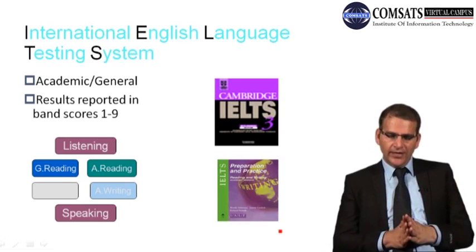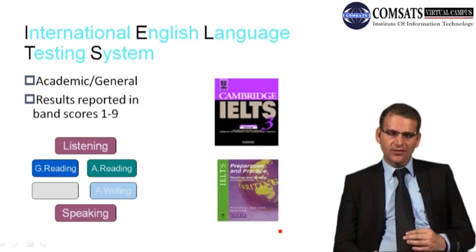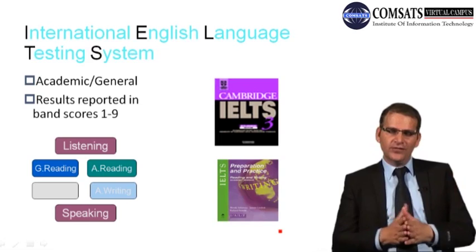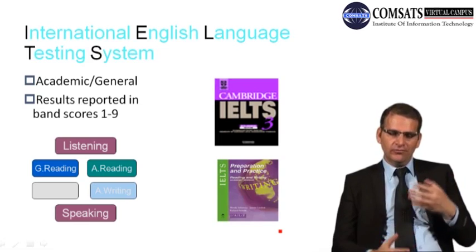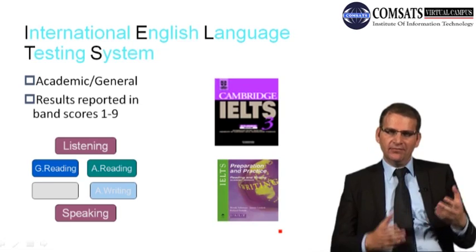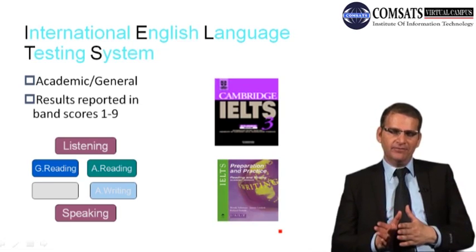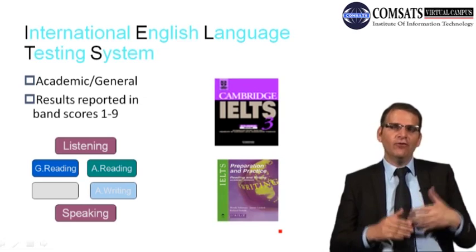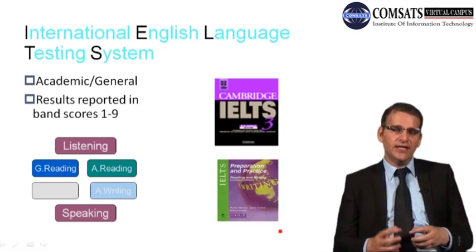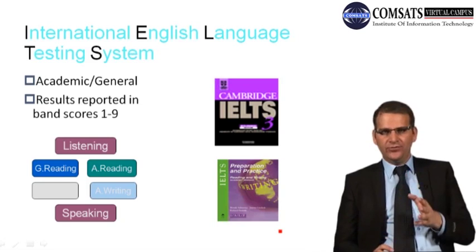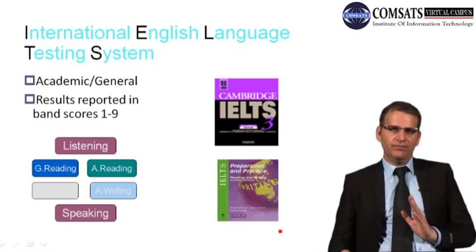The result is reported in band scores 1 to 9. 9 is the highest band. 1 is the lowest band. And what happens here is all four skills are tested: reading, writing, listening, speaking. Right? So reading, fine. General reading and academic reading. When you're applying for immigration and all other purposes, work visas, then you have to take this general reading.